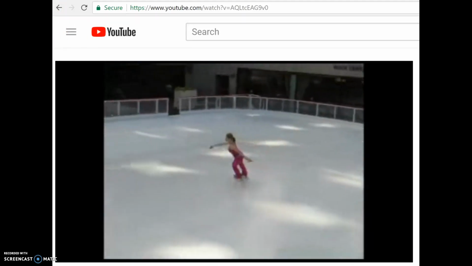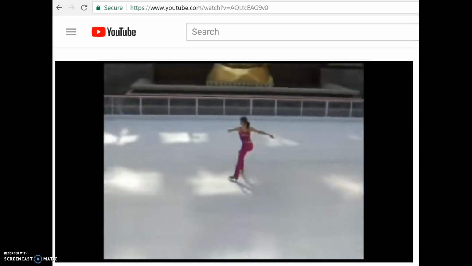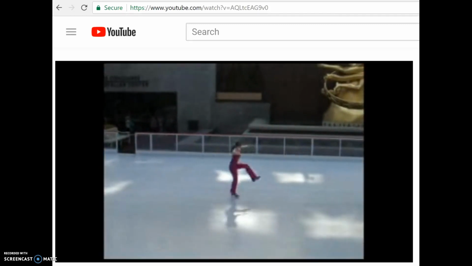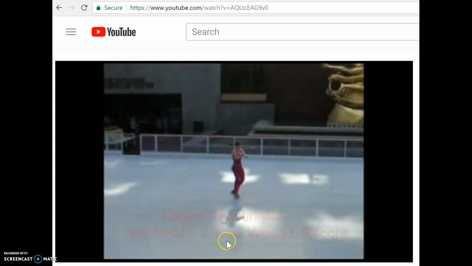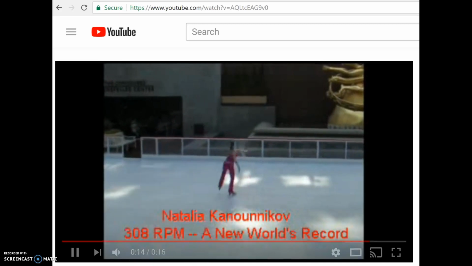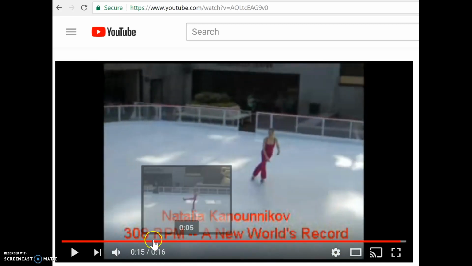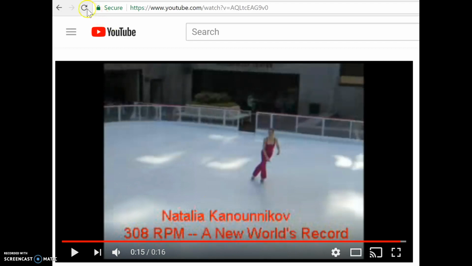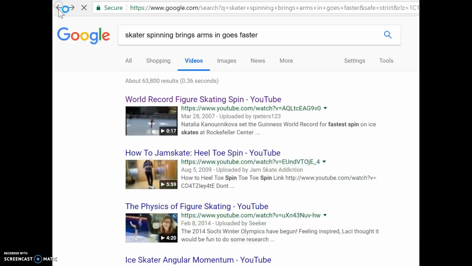So here's what happens. Here she comes, getting ready for the spin. She's going kind of slow, not really, but she brings her arms in, and look at how fast she's going. 308 revolutions per minute. You could calculate that value. I should probably have you calculate it, but we're not going to worry about that right now. If you wonder how I found this, I searched "skater spinning, brings arms in, goes faster."